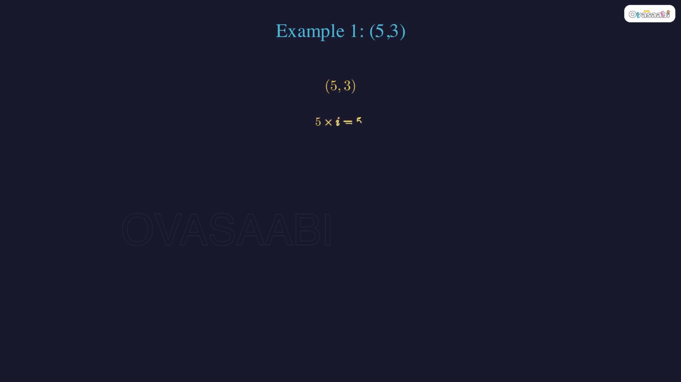Example 1. Convert coordinate (5, 3) to component form. Take the first number 5, multiply by i. Take the second number 3, multiply by j. Answer: 5i + 3j.